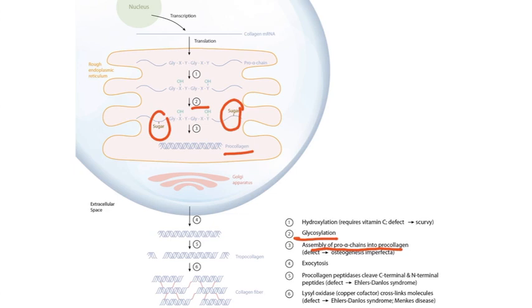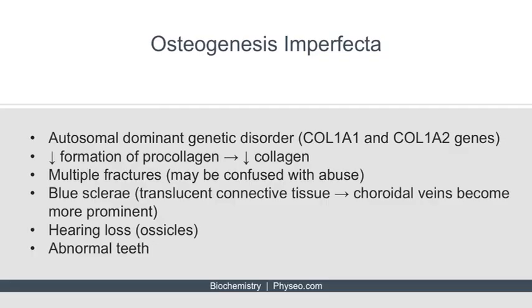You should know that defects in the formation of the triple helix can result in osteogenesis imperfecta. Osteogenesis imperfecta is an autosomal dominant genetic disorder, most commonly caused by a genetic defect in the COL1A1 and COL1A2 genes. Genetic defects result in decreased formation of procollagen, which means that there will be less normal collagen in these individuals. These patients commonly present with multiple fractures during childhood and can be confused with abuse. They may also have blue sclerae.